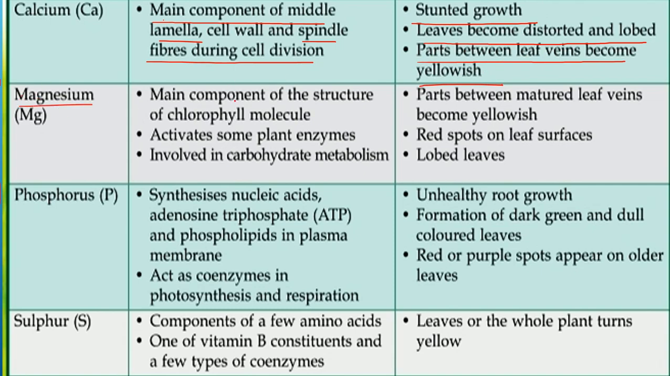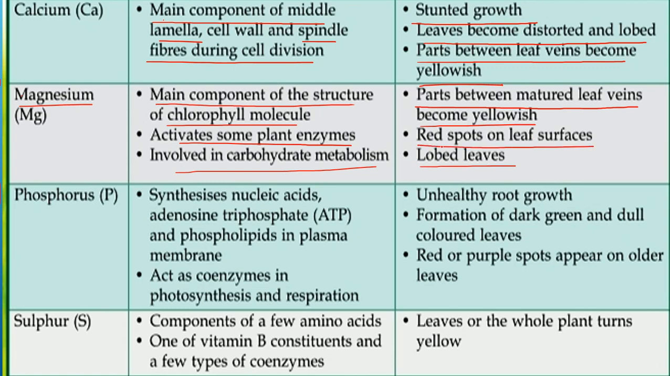Then we have magnesium. Magnesium is the main component of the structure of the chlorophyll molecule. It will activate some plant enzymes and is also involved in the metabolism of carbohydrate. Okay, deficiency: parts between mature leaves also become yellowish, same as calcium. And the leaves are lobed in shape. Okay, then red spots on the leaf surface. The leaf surface will have red spots.